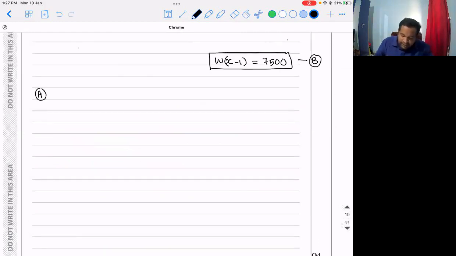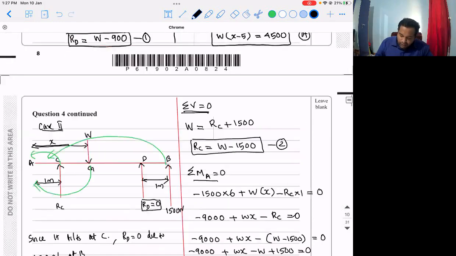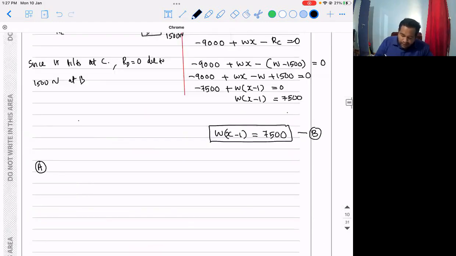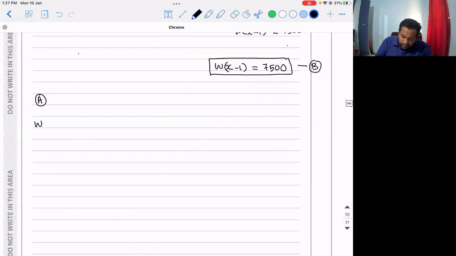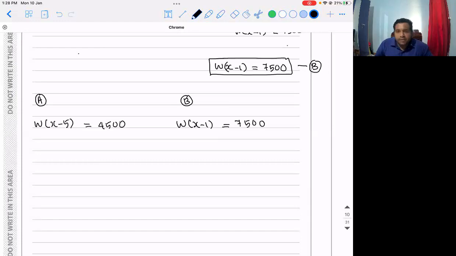From equation A, w times (x minus 5) is 4,500. Equation B, w times (x minus 1) is 7,500. So now what we are doing is dividing equation A over B to find the value of x.